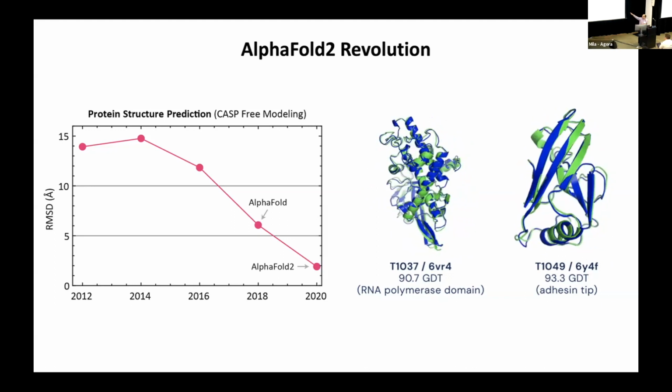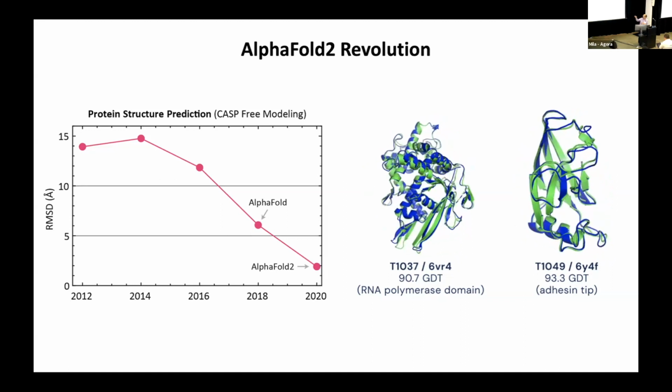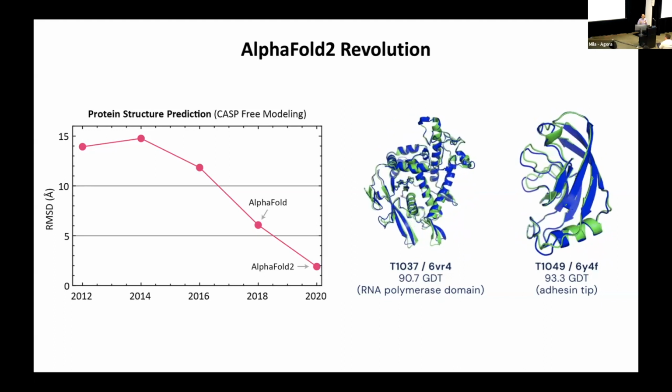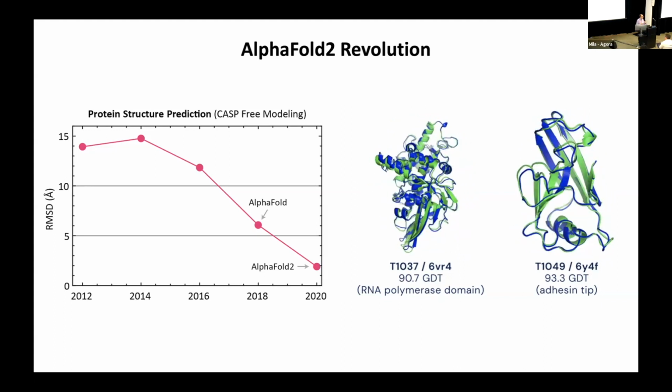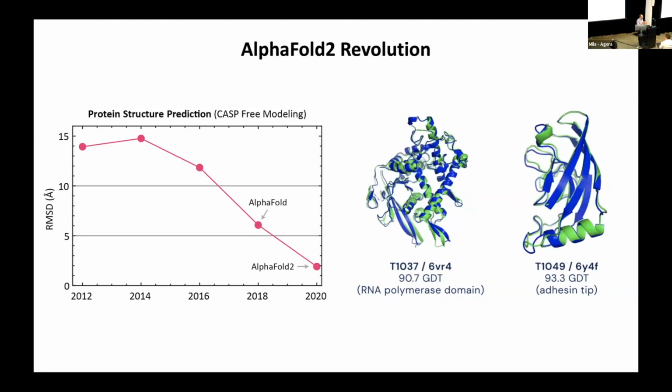But this really changed with AlphaFold2 in 2020, where, and I think more importantly, the accuracy was sufficiently high. So this became interesting to biologists. Now you could derive insights from these predicted structures that you couldn't before. And that was, I think, really a sea change.